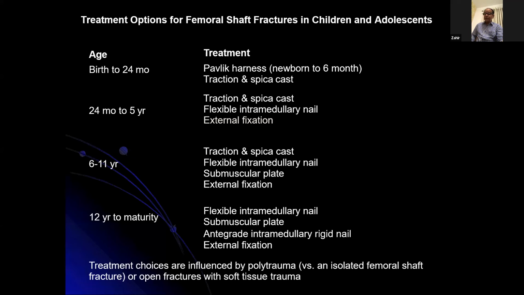From 6 years to 11 years: traction, hip spica cast, flexible intramedullary nailing, submuscular bridge plate, and external fixator. From 12 years to maturity: flexible intramedullary nailing, submuscular plate, entry-gate rigid intramedullary nail, and external fixator. These are the treatment modalities for femoral fracture in children.